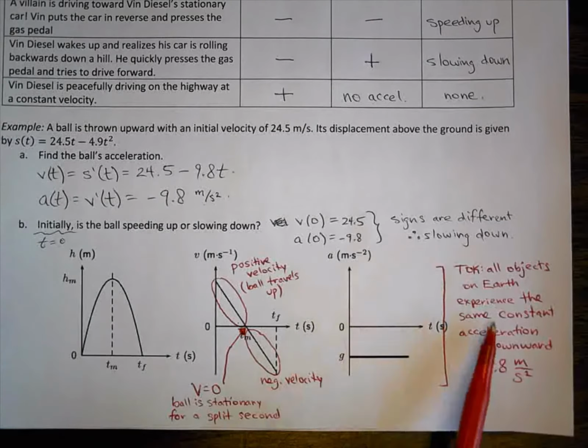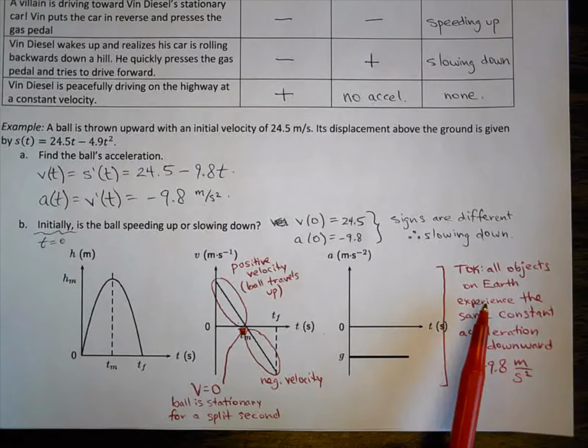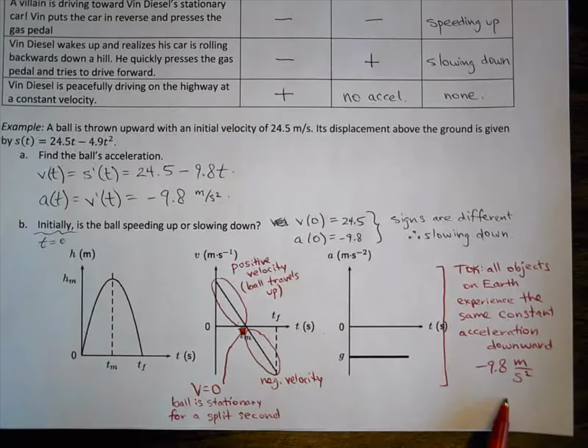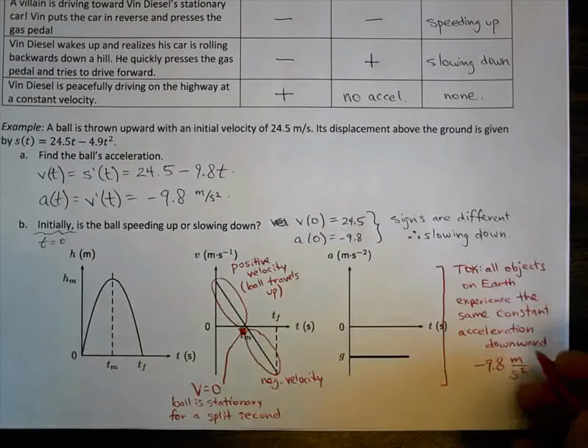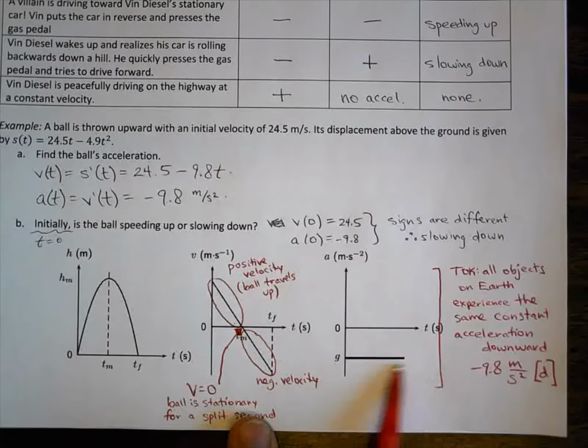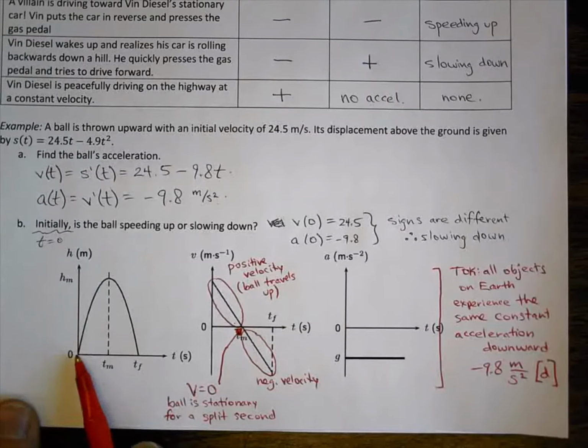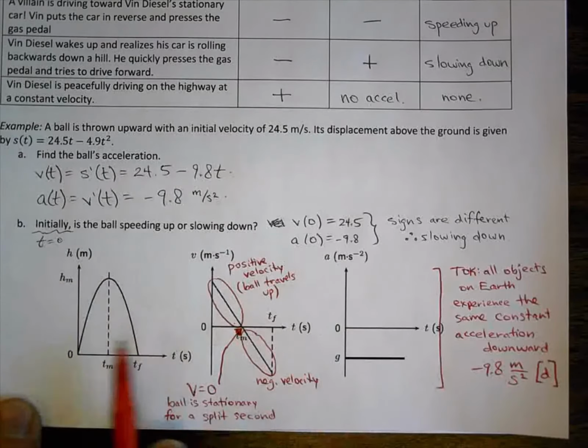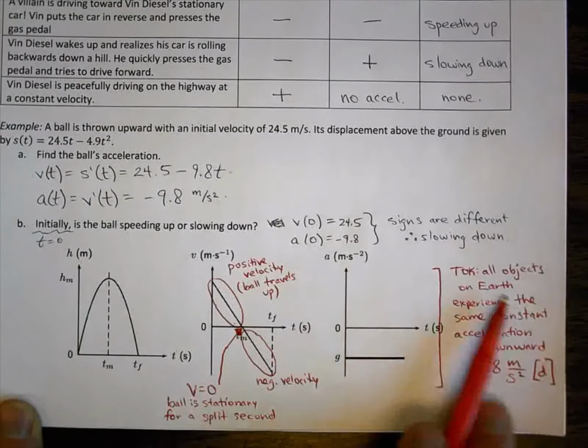If you were to throw something off a bridge, or throw a bowling ball off a bridge, or throw a book off a bridge, they're all going to accelerate downward at negative 9.8 meters per second squared. I should technically put it down here. So that's why you have a constant acceleration. So even though this ball is sometimes going up and sometimes going down, it's still accelerating at the same rate.